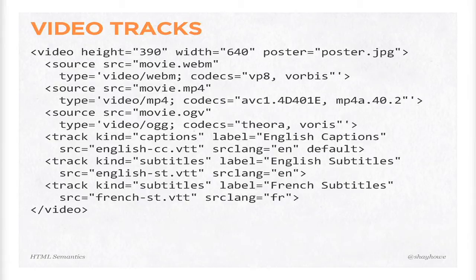So we have all our sources at the top. And below that, we can specify our tracks, and we can give it a kind, right? So is this a caption? Is this a subtitle? And so forth. And we can set a label. And what that label is is basically what's shown to the user, right? So we can say these are English captions or English subtitles, okay?